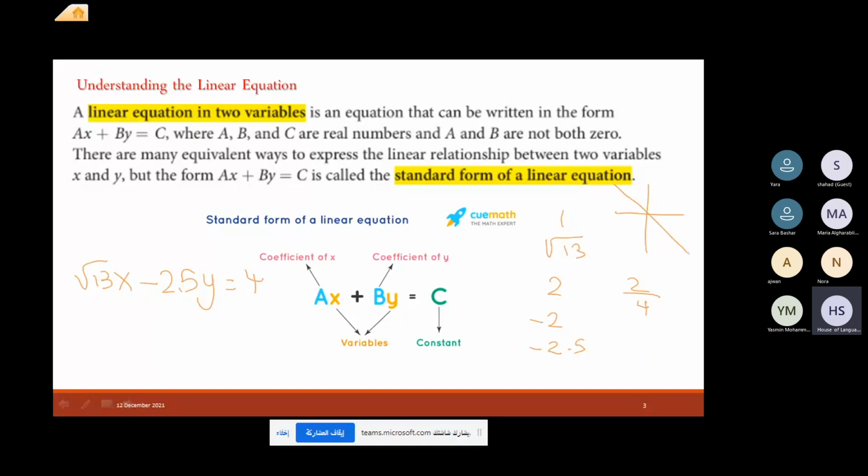Okay? Now, this is ax plus by. It's named two variables. If it is ax plus bx, as an example, it's linear, but in one variable. Linear in two variables, I have ax and y.